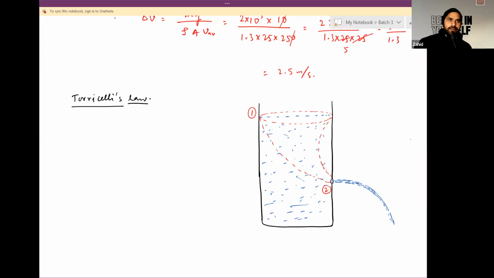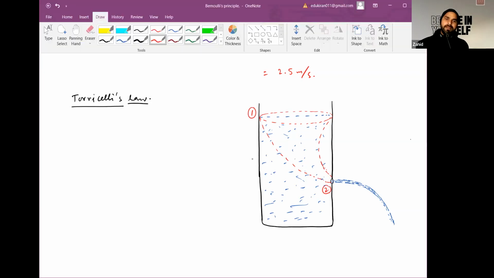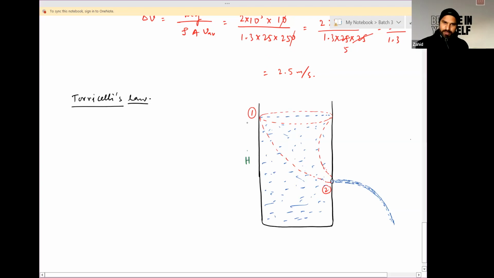Now, position of each term: total height up to which liquid is filled is capital H, and there is hole at small h below, so it will be H minus h. Since at this point there is opening directly exposed to air, there will be pressure due to air, that is called atmospheric pressure, and at this point also there will be pressure due to atmosphere, that is P0.